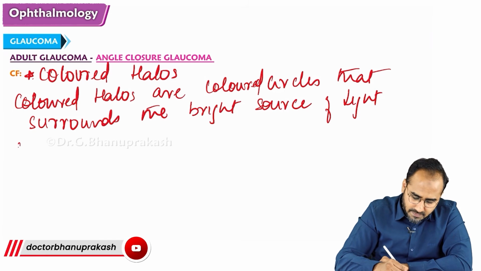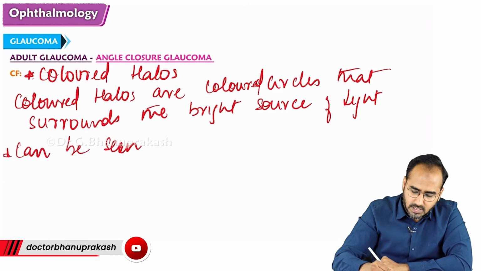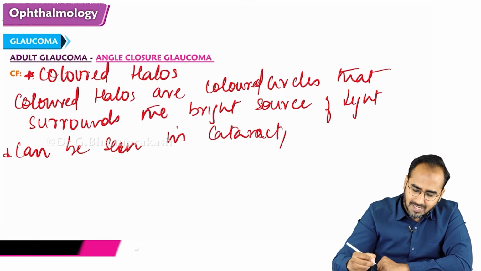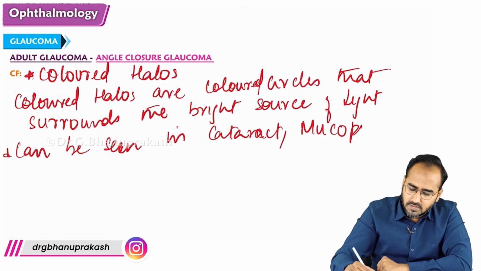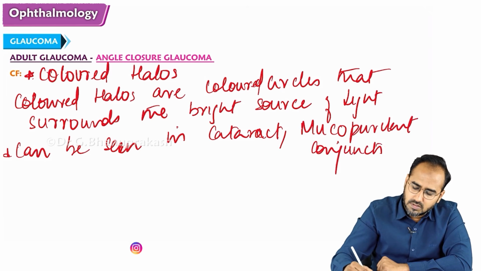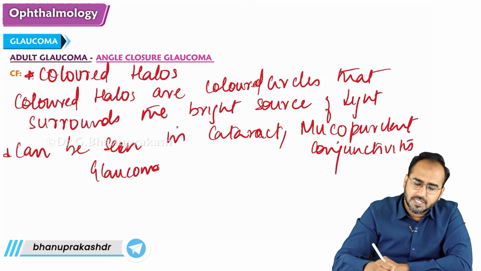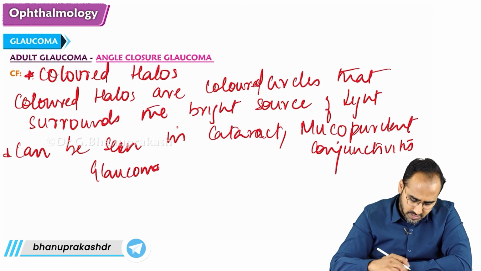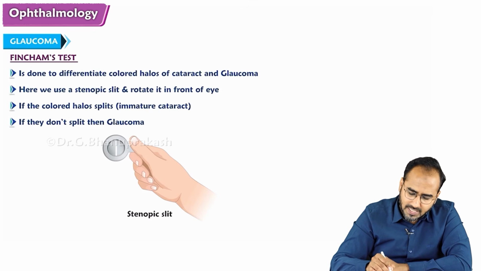Colored halos can be seen in cataract, they can be seen in mucopurulent conjunctivitis, and they can be seen in glaucoma. How will you differentiate the colored halos of glaucoma from cataract? We go for a test called Fincham's test. Fincham's test is done to differentiate the colored halos of cataract and glaucoma.